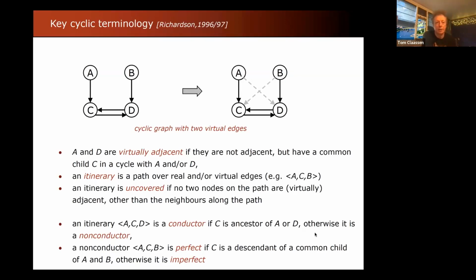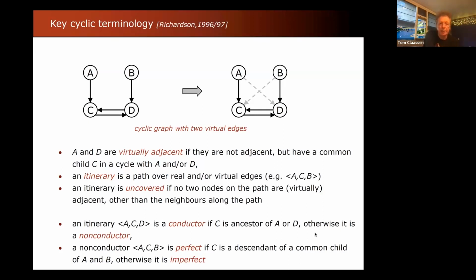So it's sort of like a generalization there. And this notion of an itinerary is uncovered if there are no two nodes in the path that are virtually adjacent. Essentially, think unshielded, but then sort of for all the nodes in the graph. So that's the first step. And then we get to the slightly more complicated version.